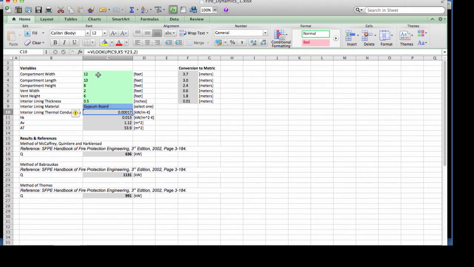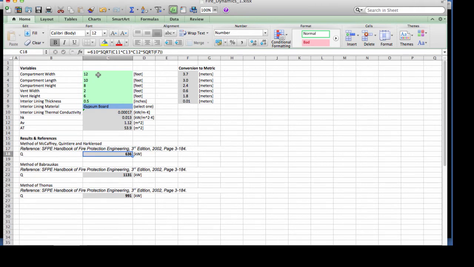So what's going on here is the spreadsheet's calculating an interior lining thermal conductivity, or it's looking that up for gypsum board essentially. We're going to use that and the thickness of the gypsum board to calculate a conductive heat transfer coefficient. We're also going to calculate the area of the vent, because the ventilation that's available to the fire is important to us for flashover. And the total area of the compartment is also important to flashover. So essentially the size of the room is going to matter to whether you can flash it over given a certain fire or not.